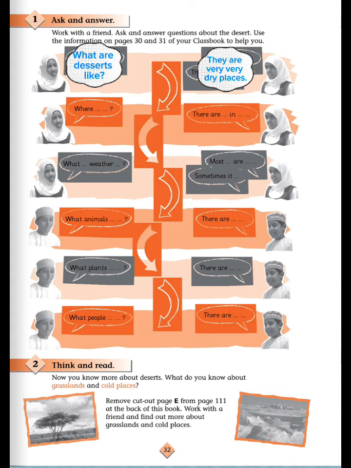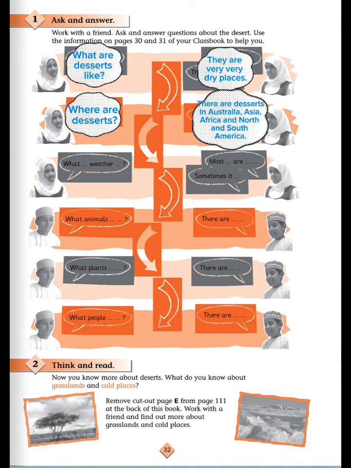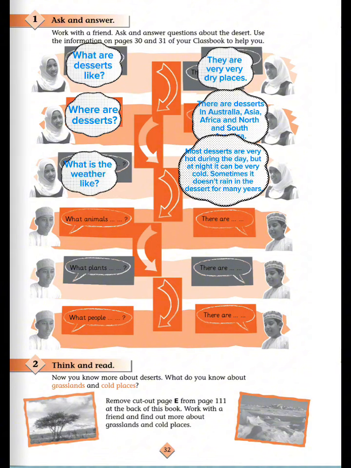Where are deserts? There are deserts in Australia, Asia, Africa, and North and South America. What is the weather like? Most deserts are very hot during the day, but at night it can be very cold. Sometimes it doesn't rain in the desert for many years.